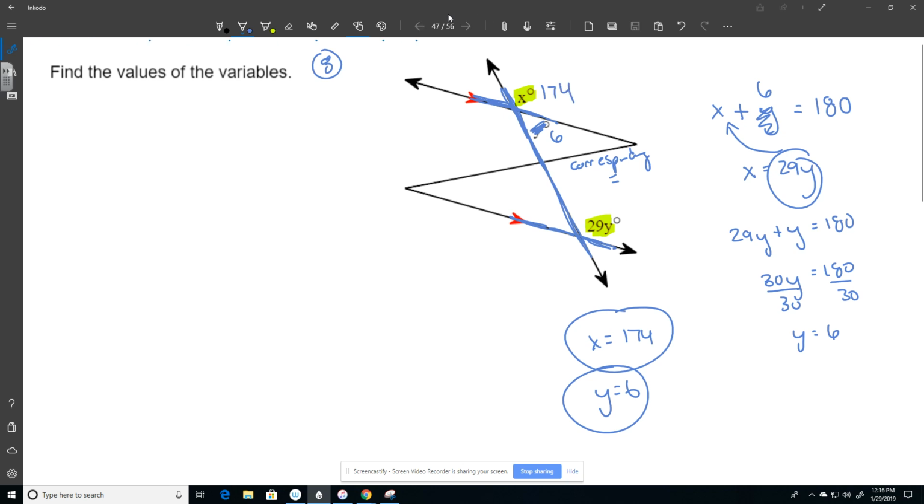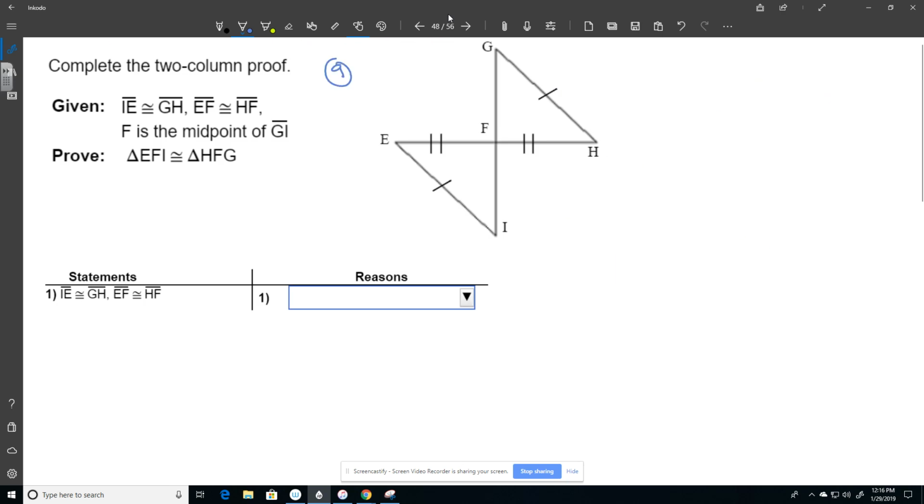All right, number 9. Complete the proof. IE is congruent to GH. So it tells me that this line right here is congruent, the same as this line. And EF is congruent to FH, so these two are congruent to each other. And F is the midpoint, so this right here is the middle of these two pieces.